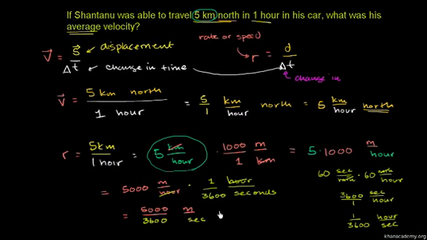So this is equal to 1.39 meters per second. So Shantanu was traveling quite slow in his car. Well, we knew that just by looking at this. 5 kilometers per hour, that's pretty much just letting the car roll pretty slowly.